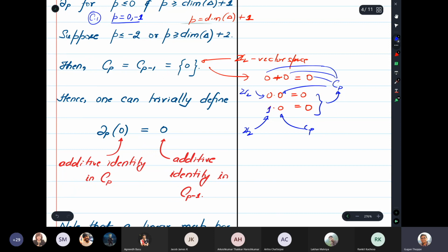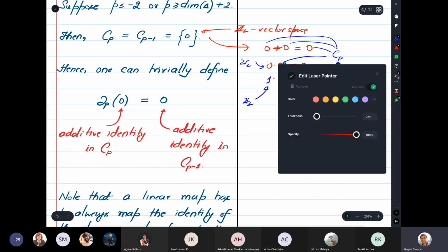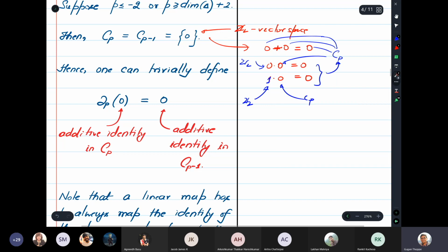So now I have to define ∂_p. The domain consists of only one element, 0 over here, and the codomain also consists of one element. So in some sense, you are left with no choice.